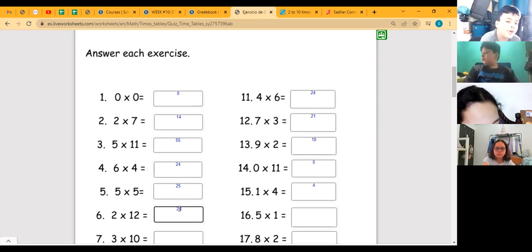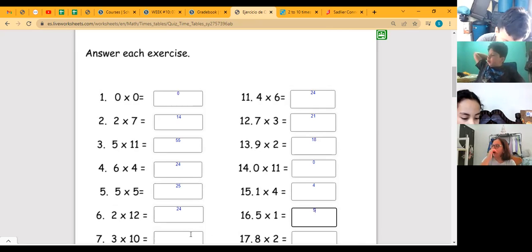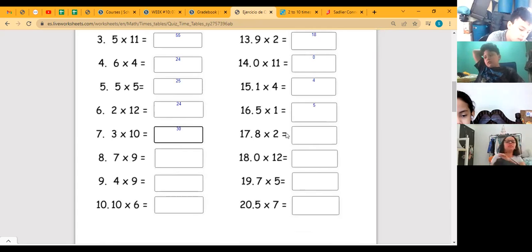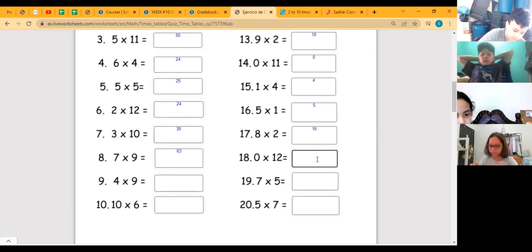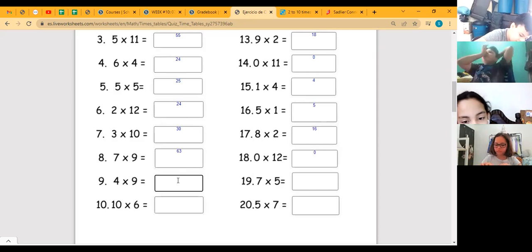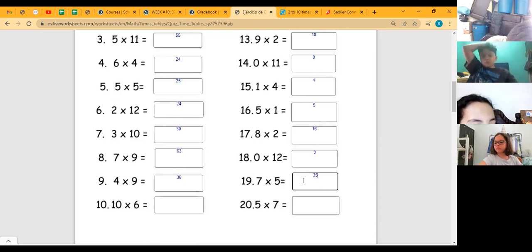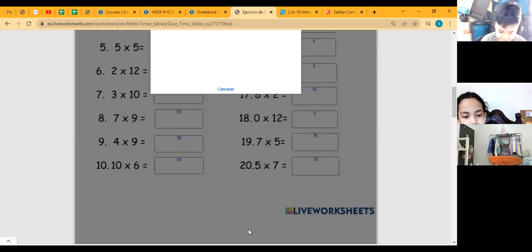24. You multiply 2 times 2 equals 4, and 2 times 1, 2. 5 times 1. 5. 3 times 10. 30. 30, excellent. 8 times 2. 16. 7 times 9. 63. 0 times 12. 0. 4 times 9. 36. 7 times 5. 35. 10 times 6. 60. 5 times 7. 35. It's the same here. 7 times 5 or 5 times 7 is 35. Excellent. Thank you so much.